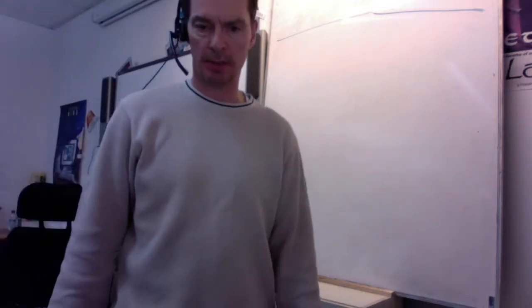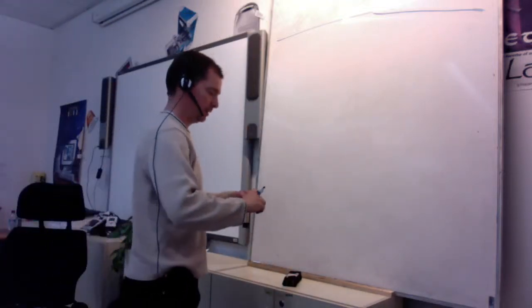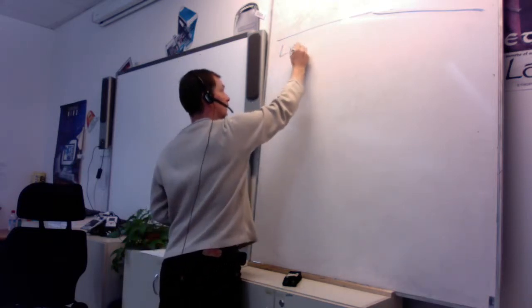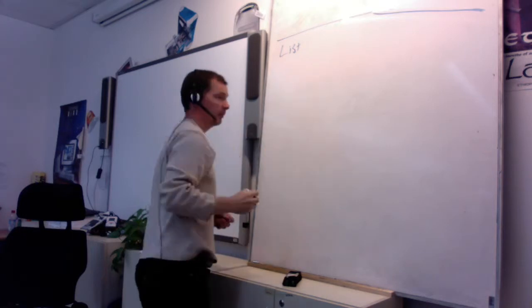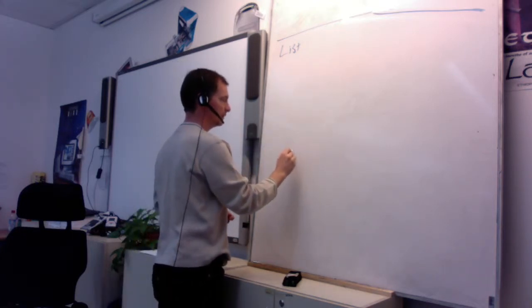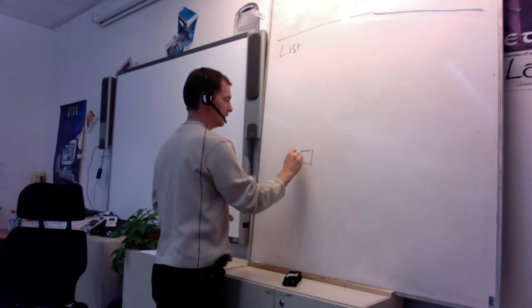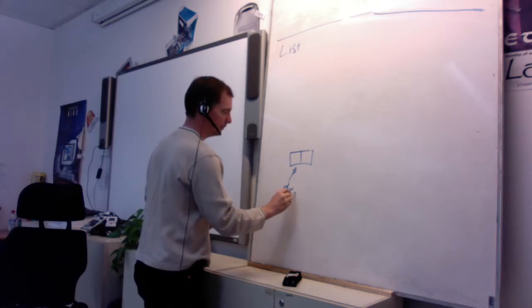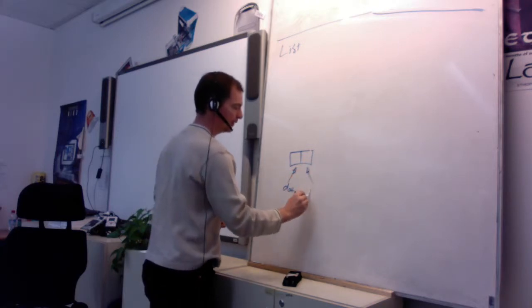So here is a video on lists, and then lists implemented as stacks and queues. So first of all, a list is a bunch of nodes. So here's one node. A node has data and a pointer.